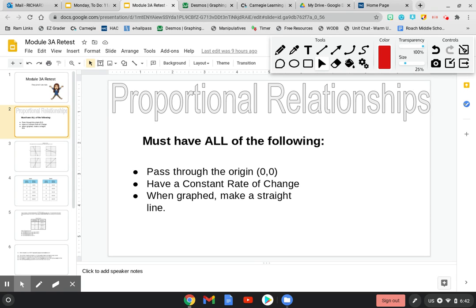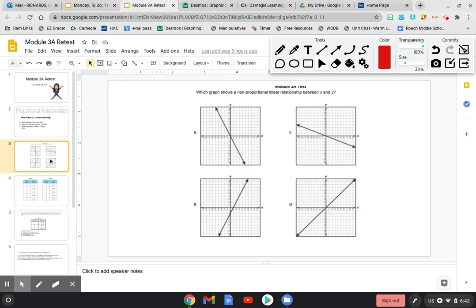It has to pass through the origin, (0, 0), and you can represent that on a table or an equation, and we'll talk about how. It has a constant rate of change, which means it is only being multiplied every single time. No addition, no subtraction, and because of that constant rate of change, when it's graphed, it does make a straight line. So let's look at one of the test questions.